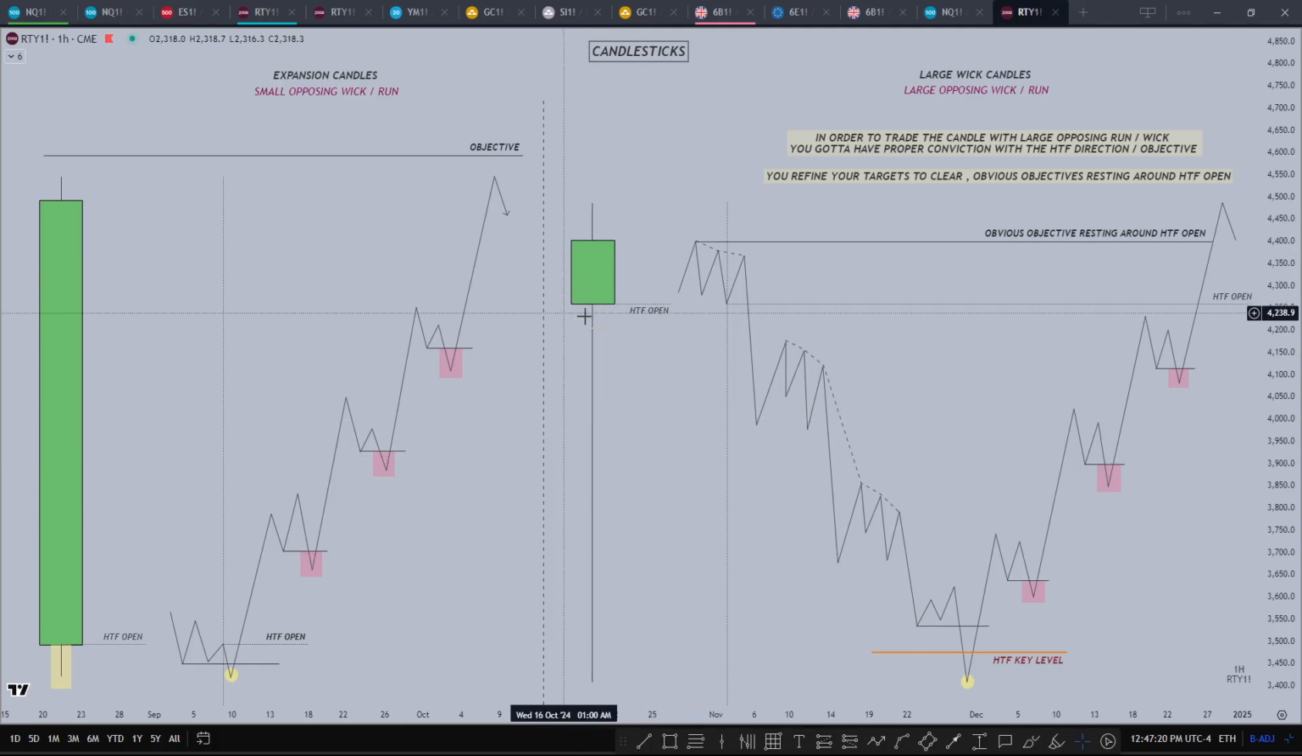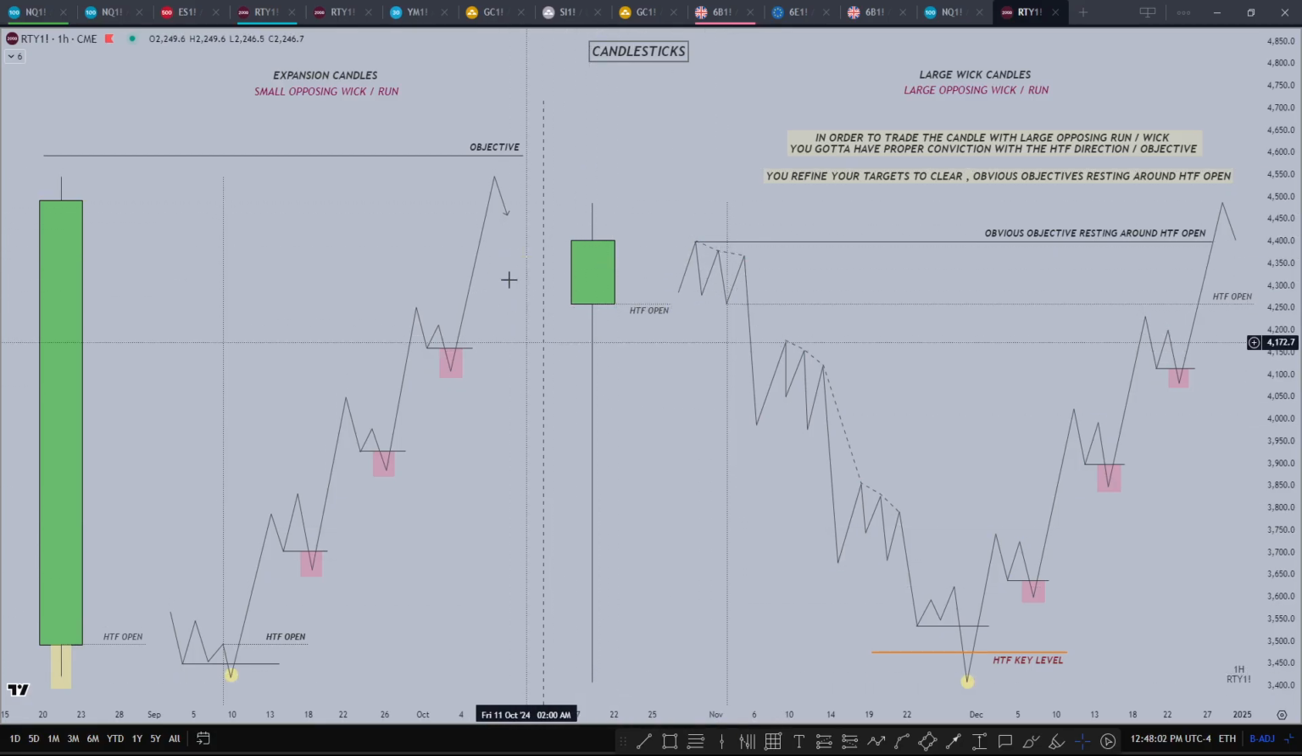Both are participatable, but there is a specific framework for it. How I personally participate in it is what is being taught in this lesson. Now, expansion candles have small opposing run, small wick on the high time frame candle, and large wick candles, as the name suggests, have large opposing run or large wick on the high time frame candle. They make large opposing run. Expansion candles make less opposing run and more often body. Large wick candles make less of the body of the candle and more of the wick.